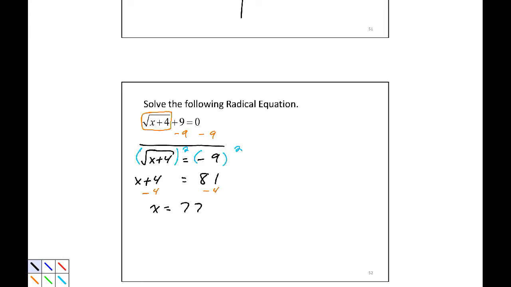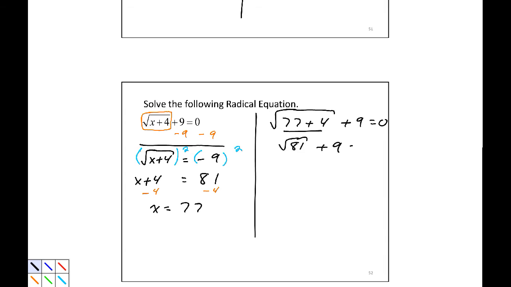Now let's check that. Square root of 77 plus 4 plus 9 equals 0. Well, this is 81. The square root of 81 is 9. So 9 plus 9 equals 0. That is not true. This is not a valid solution, and we have no solution.